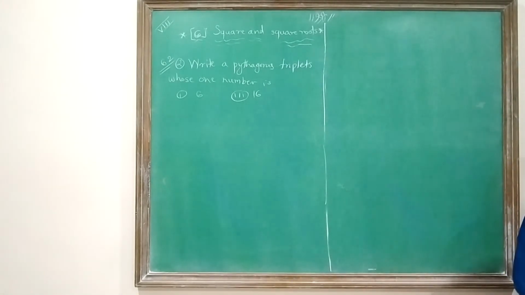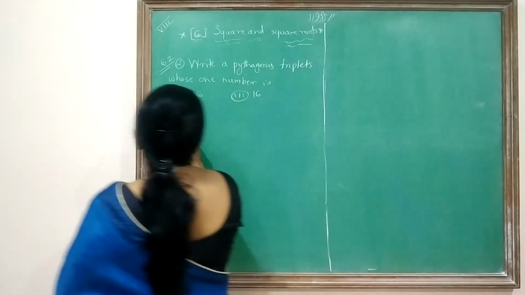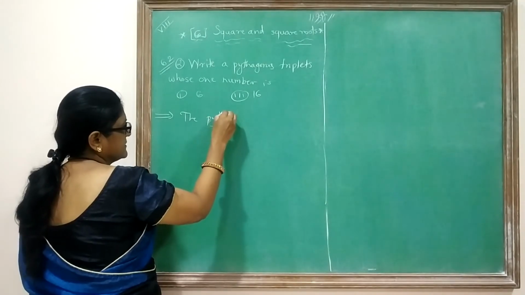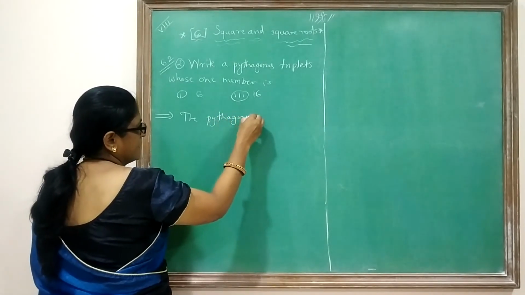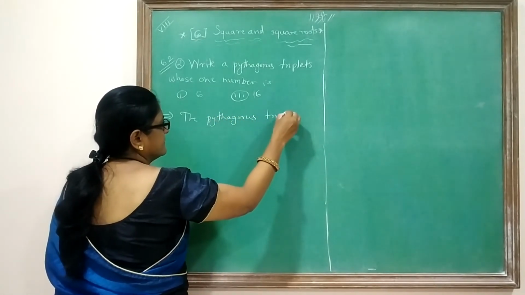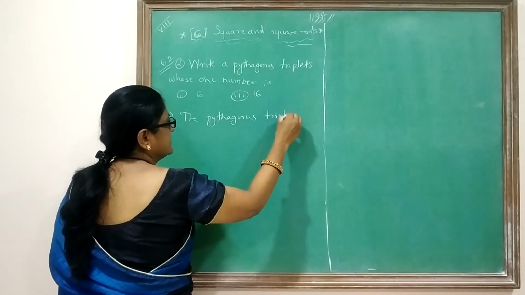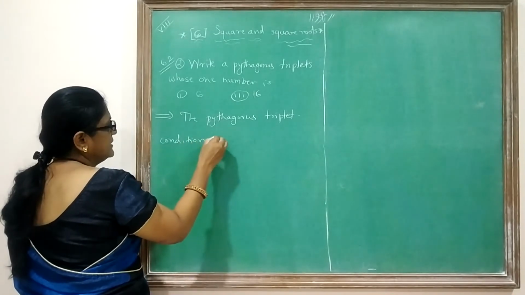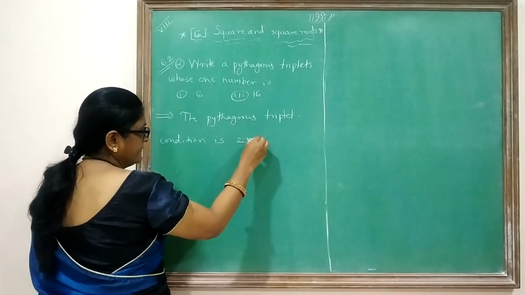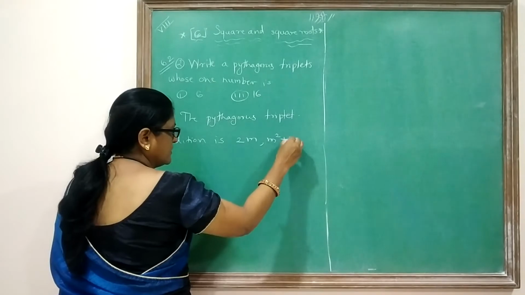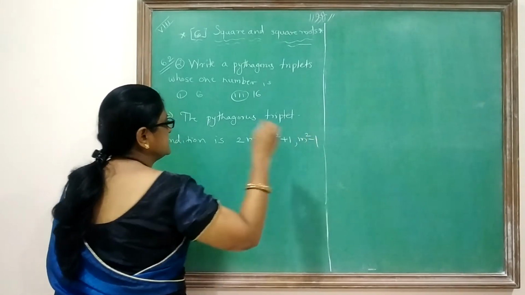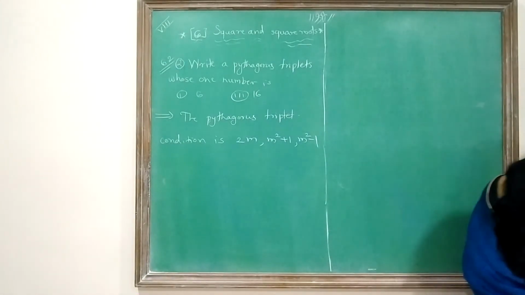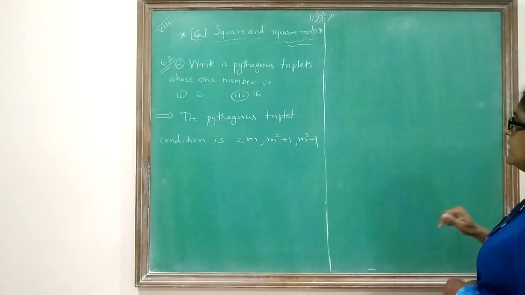Then first we will write its important condition. The Pythagoras triplet condition is 2m, m² plus 1, m² minus 1. Then these are called the Pythagoras triplets.